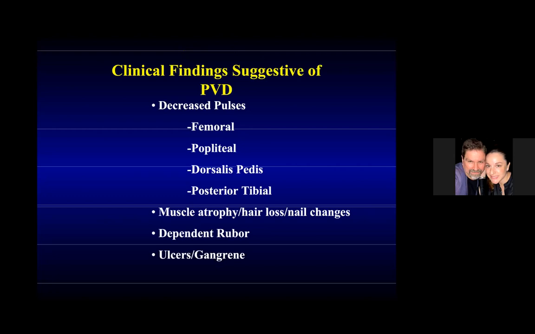So let's see, clinical findings suggestive of PVD, obviously decreased pulses. And if you examine your patient well, you should be able to identify where the issue is just by palpation. How the femoral pulse is compared to the left and right, the popliteal pulse, always comparing both sides, the dorsalis pedis and the posterior tibial. There's a third vessel in the leg that's very difficult to palpate, but sometimes you can, but most of the time you can Doppler. You guys know which vessel that is?